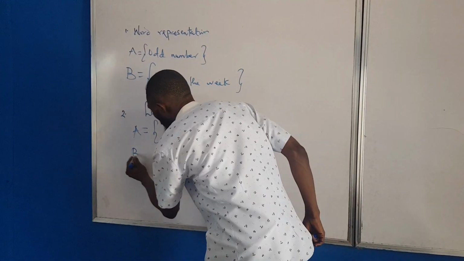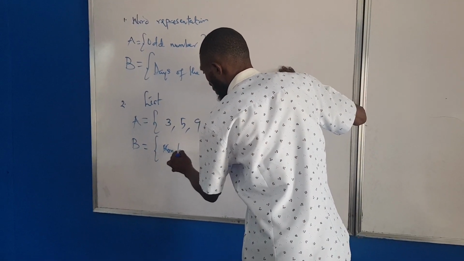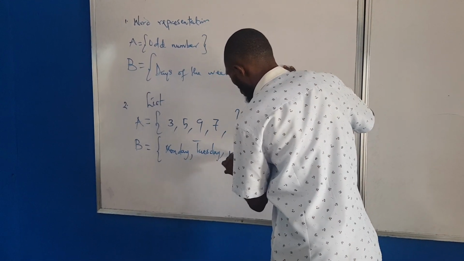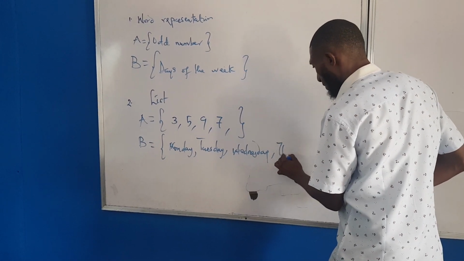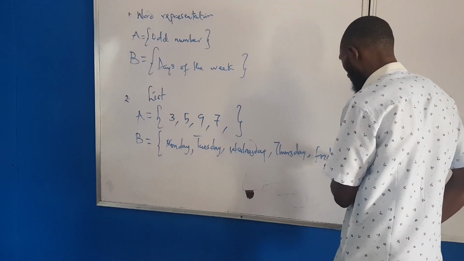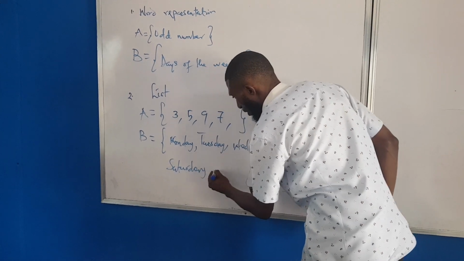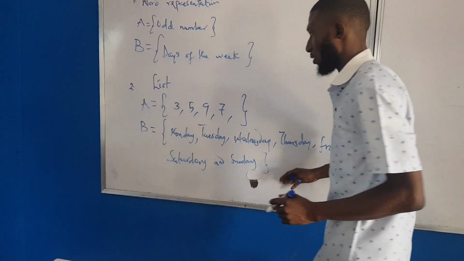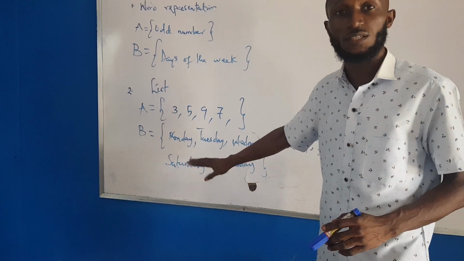Then for this one, we have B, which is days of the week. We have Monday, we have Tuesday, we have Wednesday, we have Thursday, we have Friday, we have Saturday, and we have Sunday. And this is listing form, which means that all the elements given to us have already been listed.